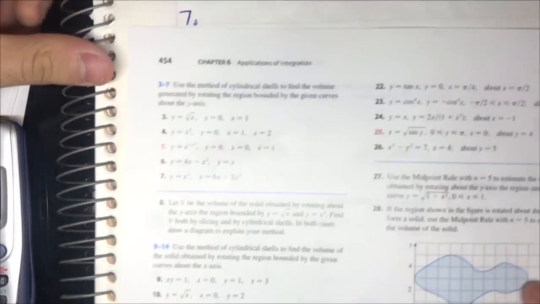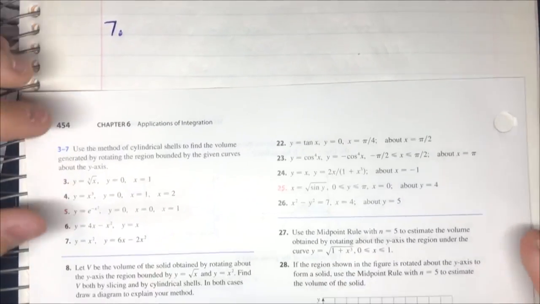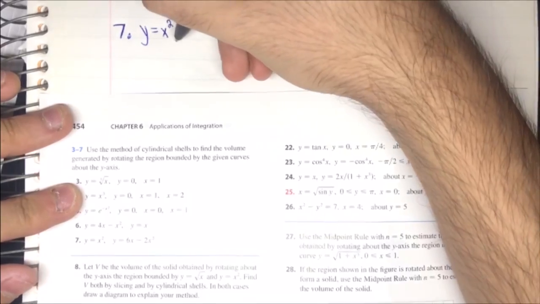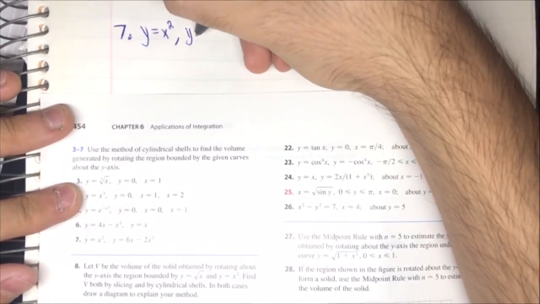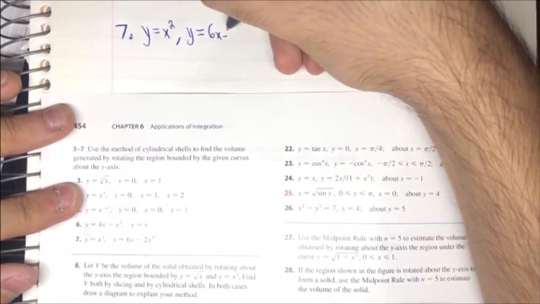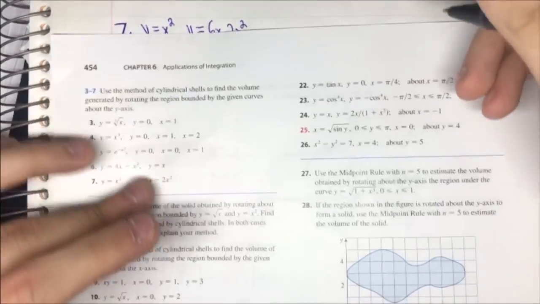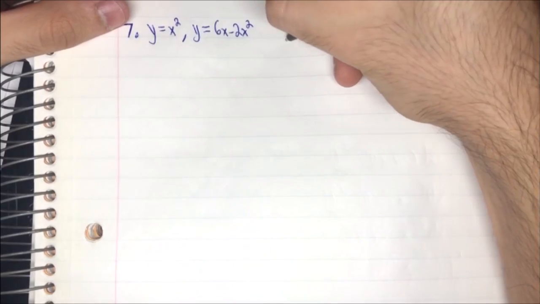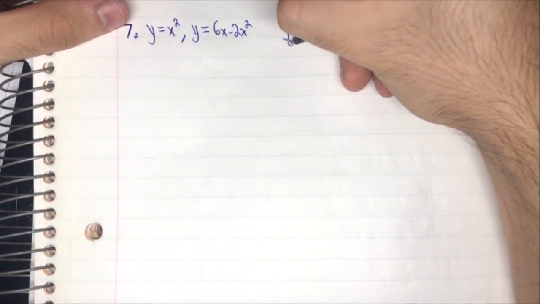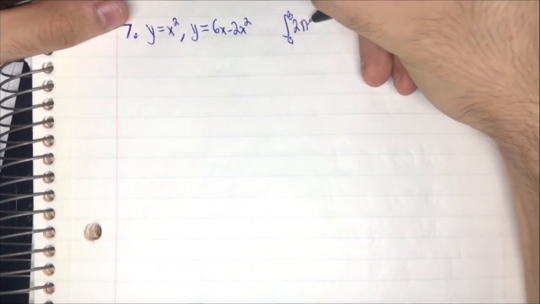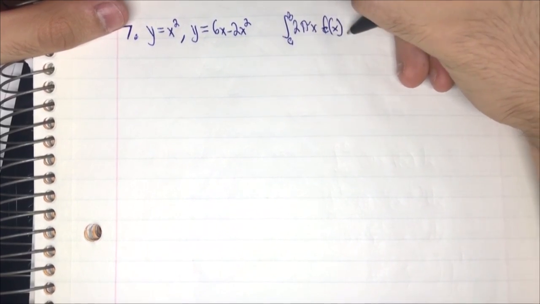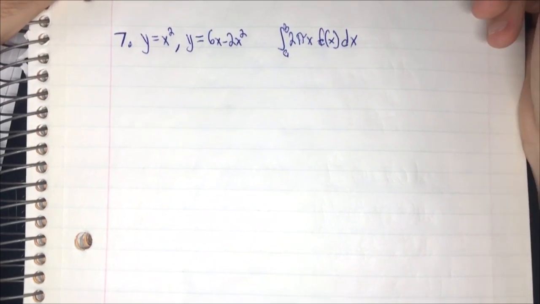This is the problem that we have to do for number 7. This is what they give us. y is equal to x squared, y is equal to 6x minus 2x squared. Alright, so first we have to use this formula again, the integral from a to b of 2 pi x f of x dx.